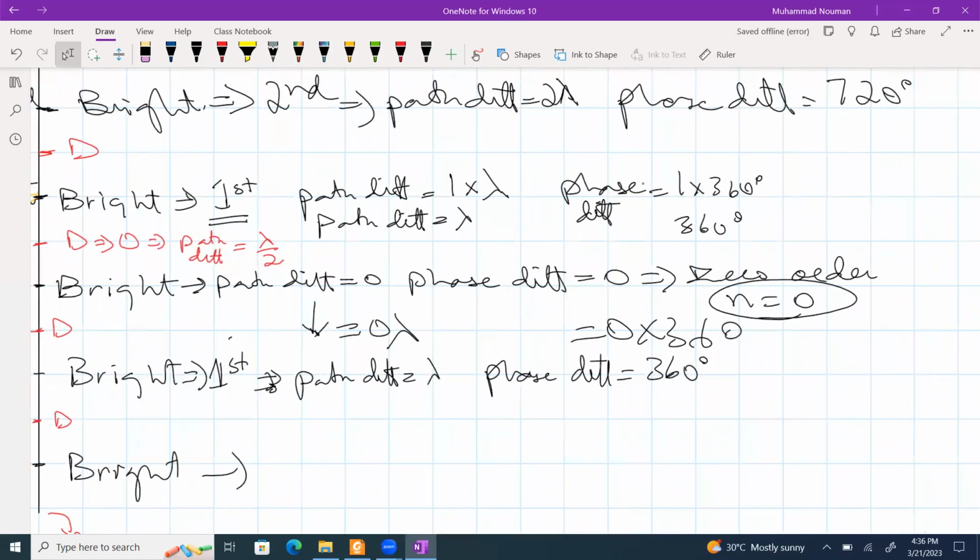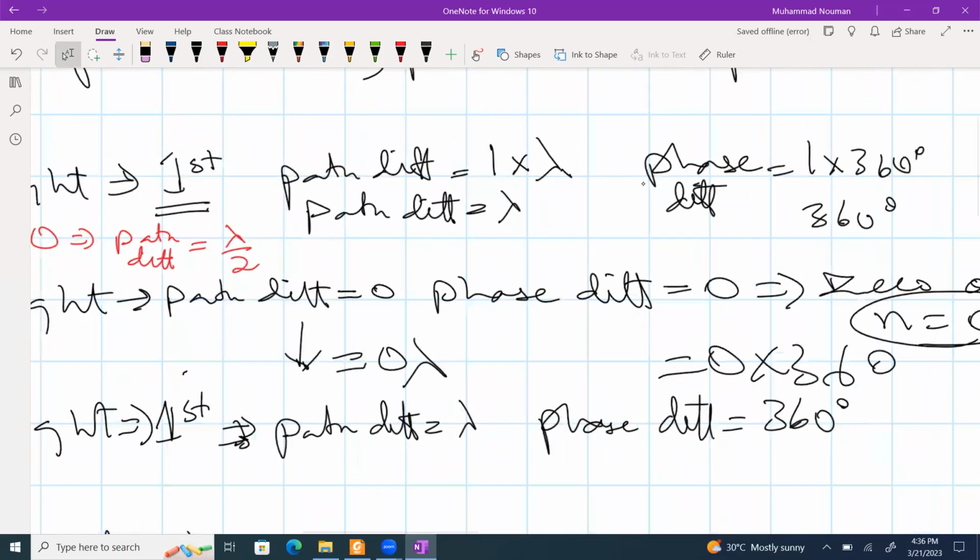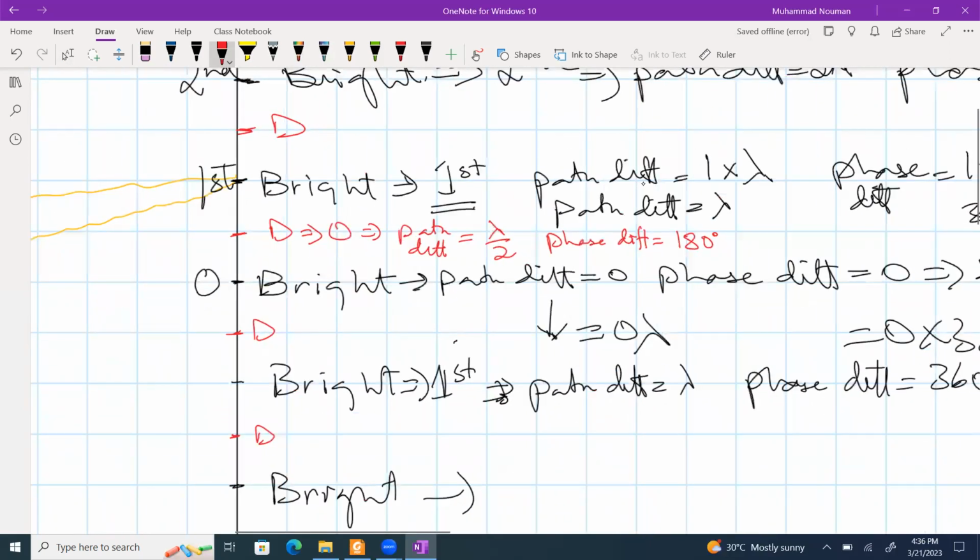And on the other side, the phase difference is n plus half into 360. 0 plus half into 360 means 180 degrees, right? So here, for the zero order dark fringe, the path difference is lambda by 2 and the phase difference is 180 degrees.